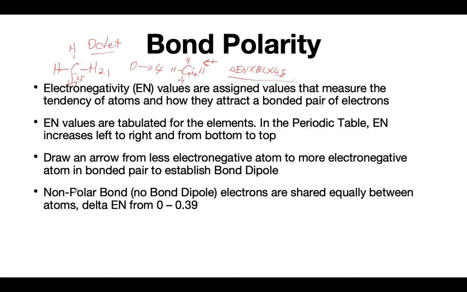For nonpolar bonds, or no bond dipoles, the electrons are shared equally between the atoms. If the electrons are equally distributed between the two atoms, we call this a nonpolar bond. This applies when the difference in electronegativity values is from 0 to 0.39, but check these values, because it varies according to the source you use. Some textbooks use 0.5. Because in this case, look at that, that's a 0.4, right?